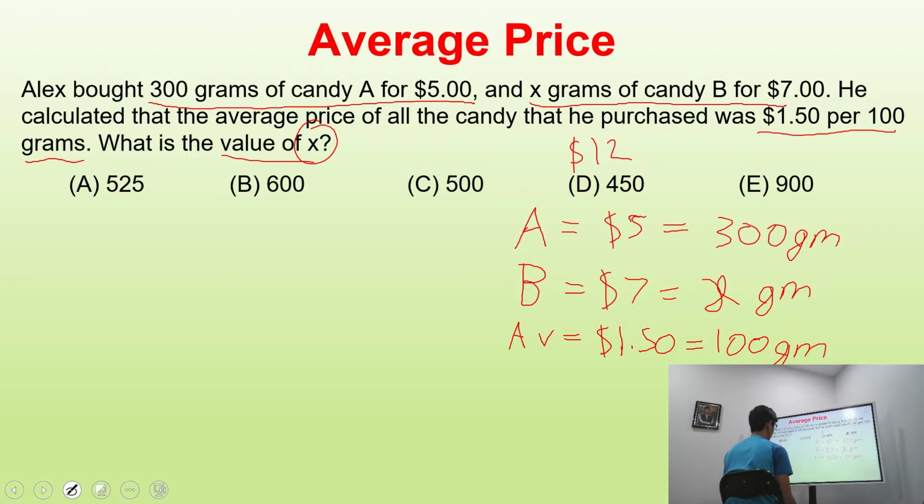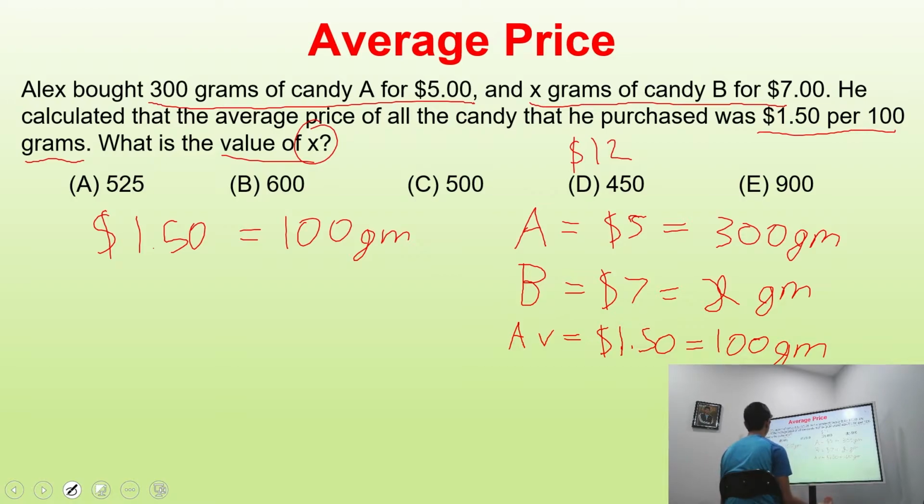So first let's get our normal equation, so what we have right now. We're going to go for the average price. We have $1.50 is equal to 100 grams. So this is what we have right now.